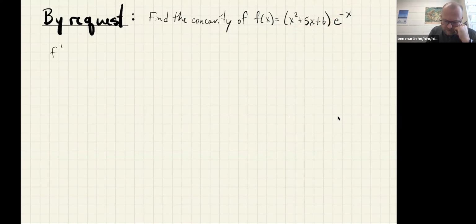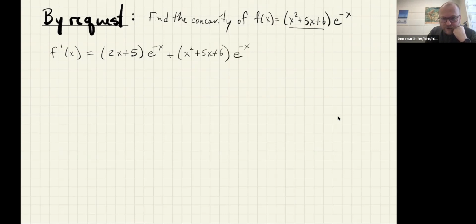So my f prime of x here, I'm going to take the derivative of the first factor and have 2x plus 5 times e to the minus x, plus, now I'll leave the first part alone, x squared plus 5x plus 6, and then the derivative of e to the anything is just that thing, but the chain rule says we have to take the derivative of the stuff inside of that. The stuff inside the exponential is the minus x, and the derivative of that is -1.